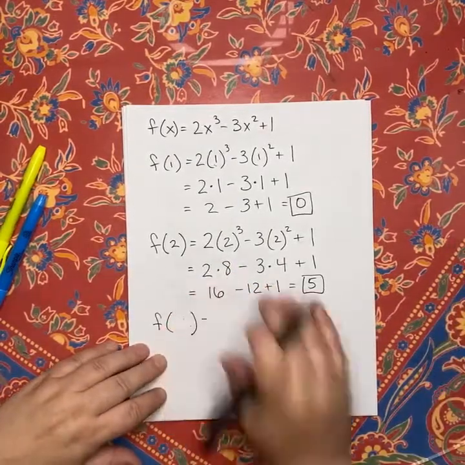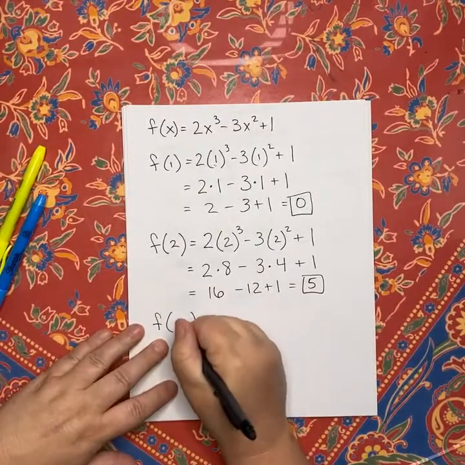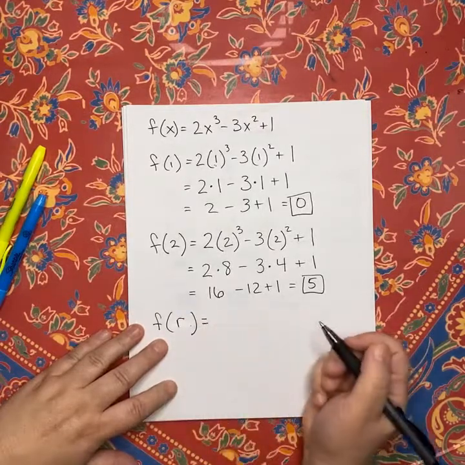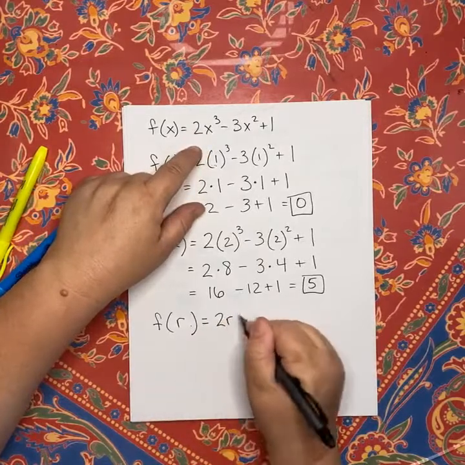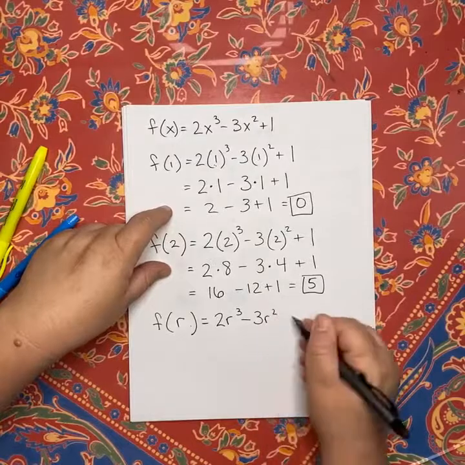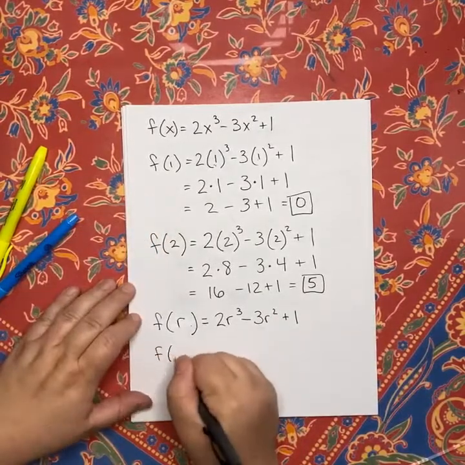So let's see, what could I do? How about f of r? Let me do f of r. So f of x was 2x cubed, f of r is 2r cubed, minus 3x squared becomes minus 3r squared plus 1.